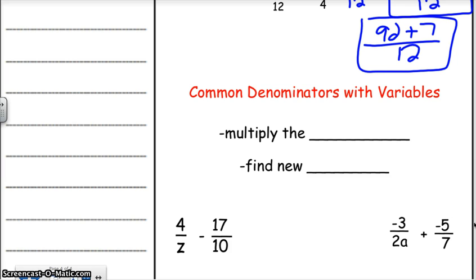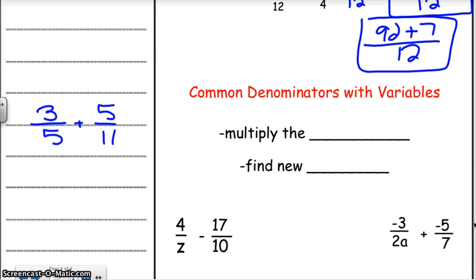Common denominators with variables. Remember, whenever you're in doubt of whatever the common denominator is, you can always multiply the denominators and that will give you a common denominator. For example, 3/5 plus 5/11. I don't know what the common denominator is off the top of my head, but I do know that if I multiply them together, I can create one. And so 55 turns into our common denominator.